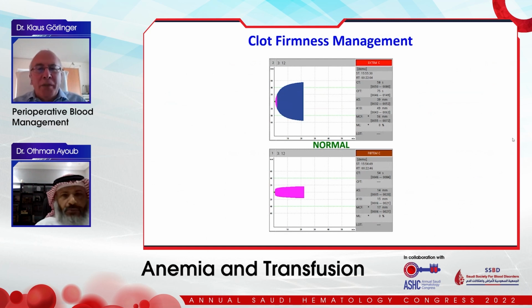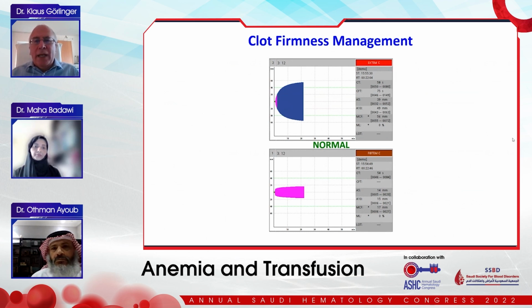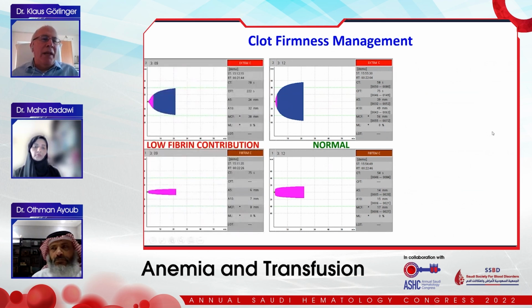Looking at clot firmness management, which is usually the second part of the algorithm. This is again the normal EXTEM and FIBTEM. What we see on the left side is a significant reduction in, for example, the amplitude after 5 minutes. In EXTEM, it's even below 25 millimeters. For trauma, our trigger is 35. And we see that the FIBTEM clot firmness A5 is only 6 millimeters. Here, the cutoff for trauma would be 10. So we see that both are reduced.